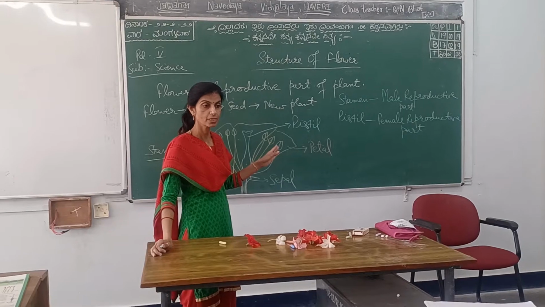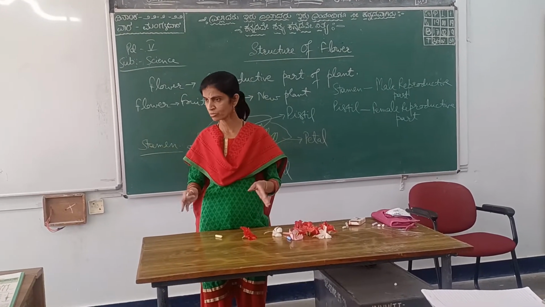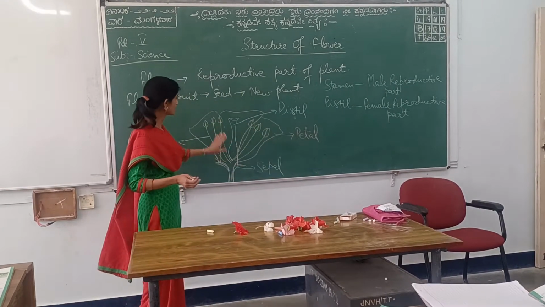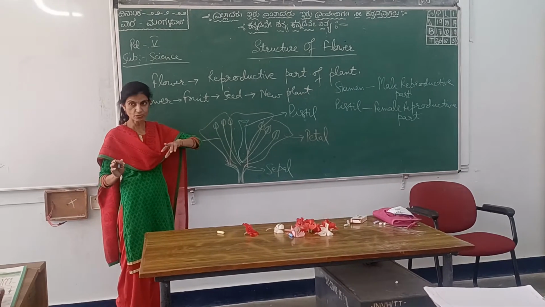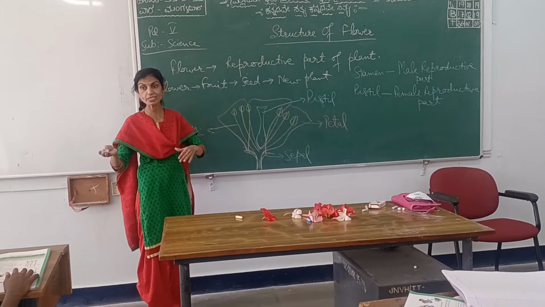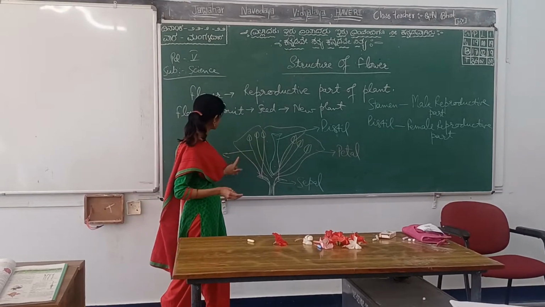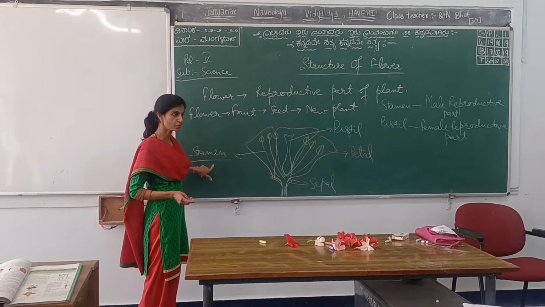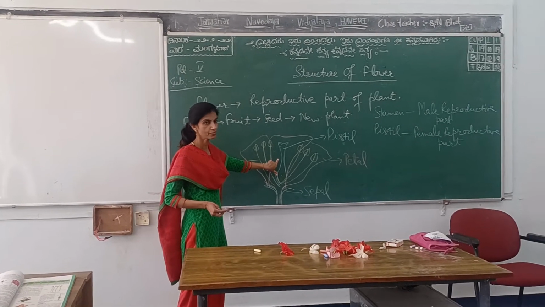Now, just as it happens in human beings, you are boys and these are girls. In the same way, this flower is having also two kinds of parts. You boys are also known as males. Girls also known as females. In the same way, in the flower, stamen is male reproductive part and this pistil is female reproductive part.